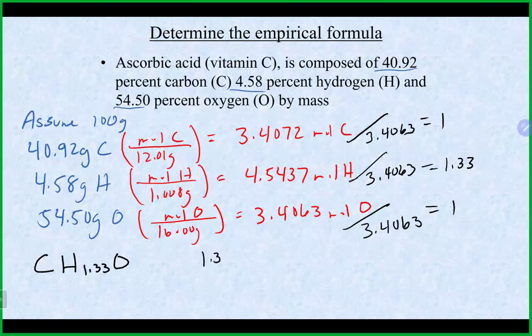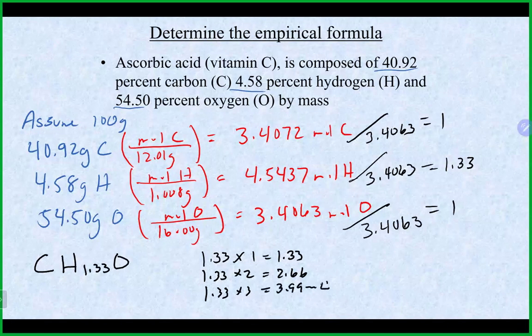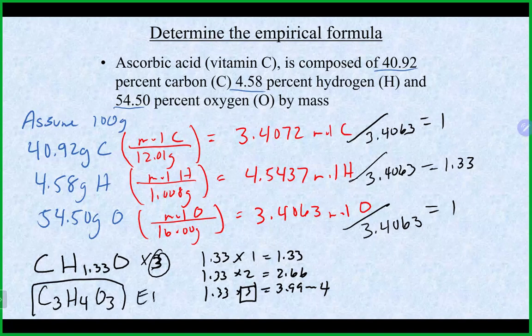So once again, 1.33 times 1 is 1.33. 1.33 times 2 is 2.66. 1.33 times 3 is 3.99. That looks pretty close to 4, close enough to round. So once again here, we're going to multiply by 3 as our factor. So we're going to multiply everybody by that factor of 3. And that will give me C3H4O3. That would be my proper empirical formula at this point.